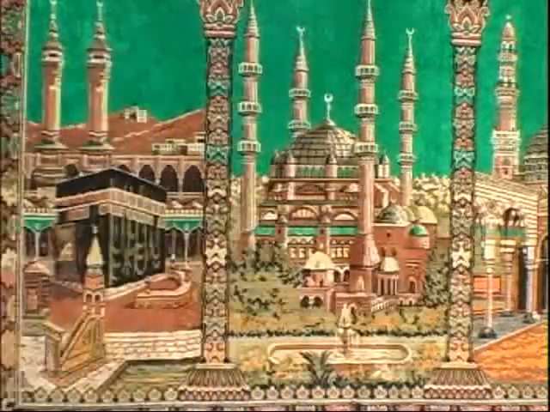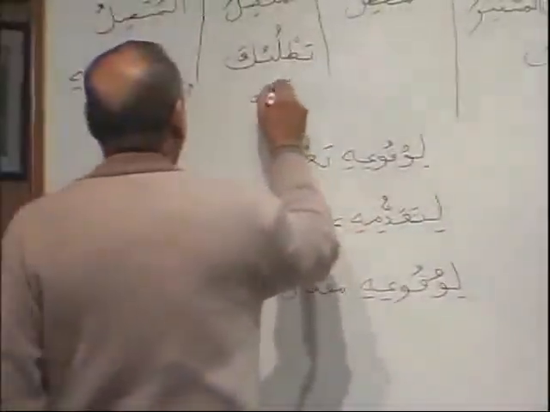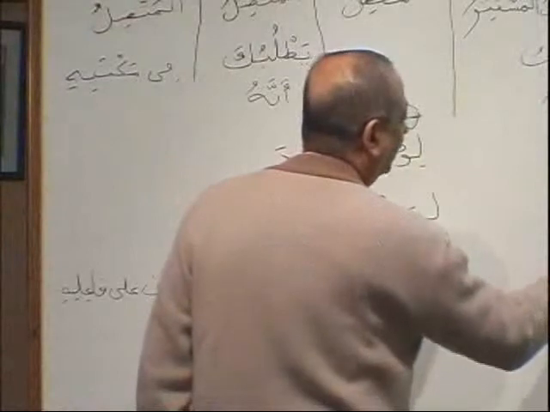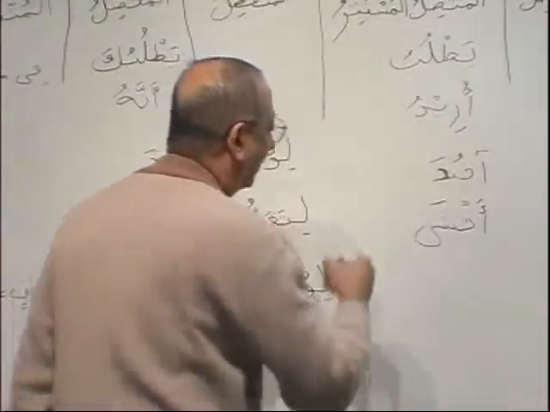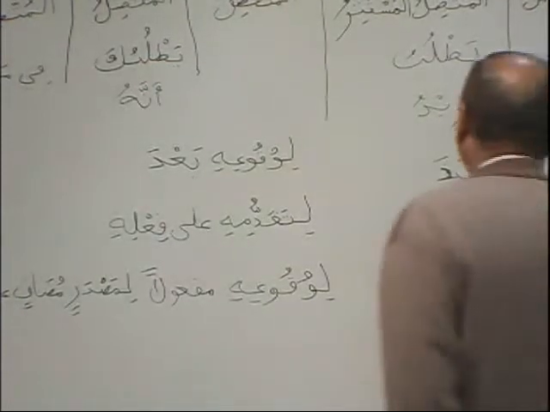Aksha. Mustatir. Annahu, where will you put Annahu? You will put here. Annahu here. And Aksha you will put here. Got the idea, brother and sister? Aksha annahu nasiya. Where will you put nasiya? Here. Nasiya.